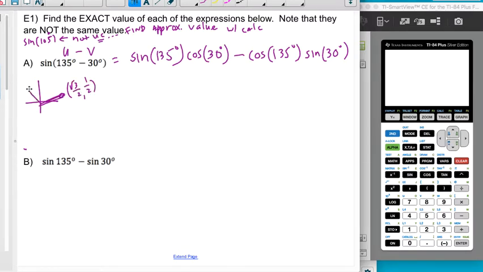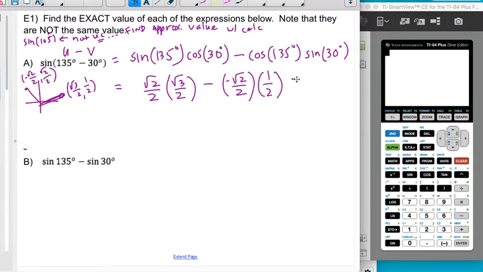And 135 is right here at the point negative root 2 over 2 comma root 2 over 2, although I ran a little out of room. So this is going to be root 2 over 2 times root 3 over 2 minus negative root 2 over 2 times 1/2. So I end up getting that this is root 6 plus root 2 all over 4. And that's my exact value.